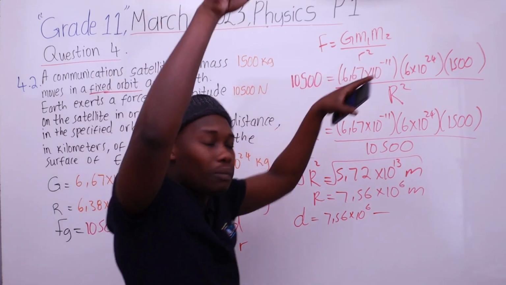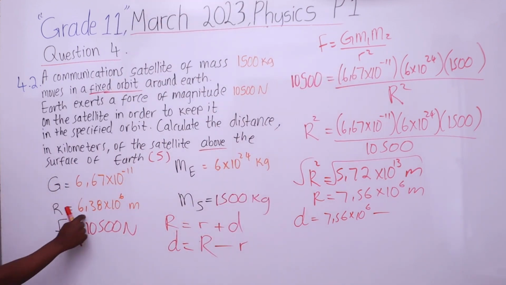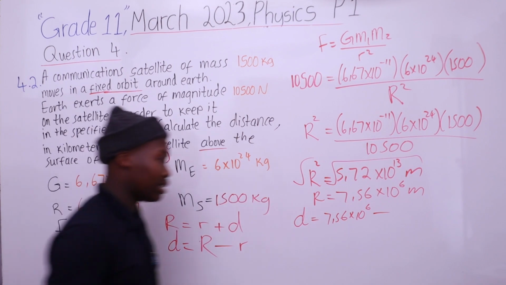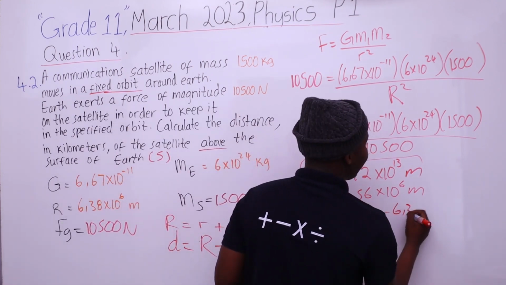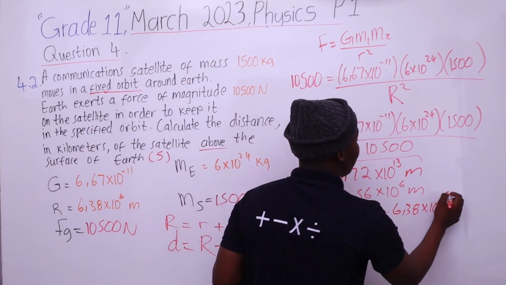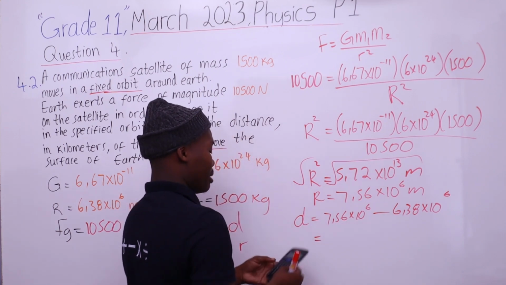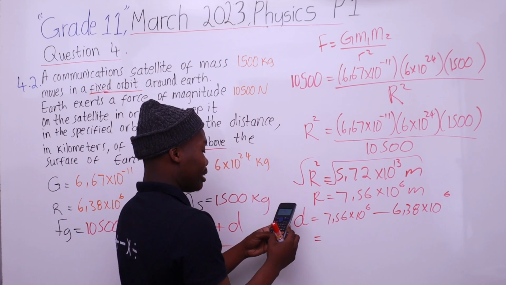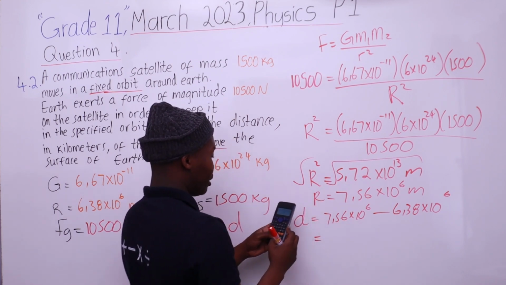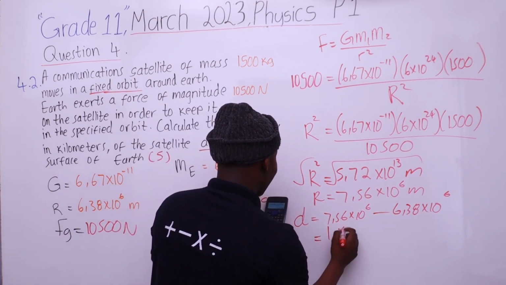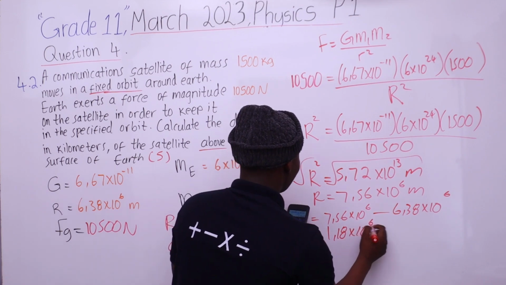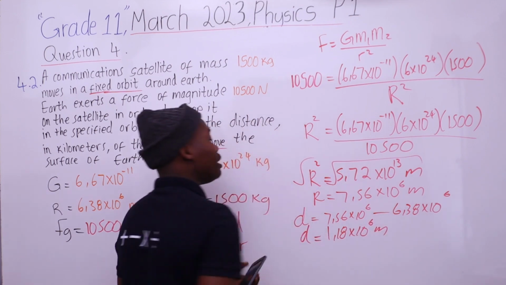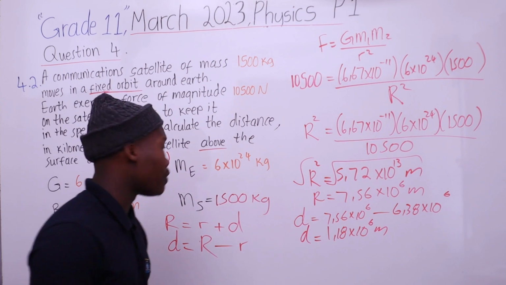Liyade ngisho sizoyikhipha, nansi unikeziwe 6,38 times 10 to the power 6. So 6,38 times 10 to the power 6. Mese isinikeza baningi. So 7,56 times 10 to the power 6 minus 6,38 times 10 to the power 6, 1,18 times 10 to the power 6 meters. Yileyo distance leyo above the surface of the earth.